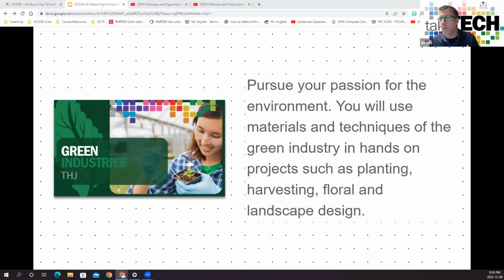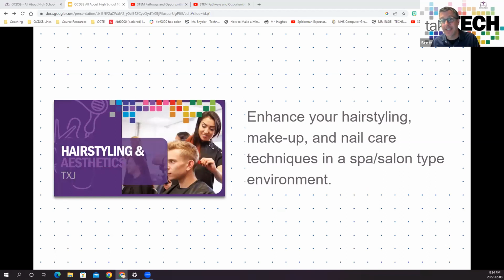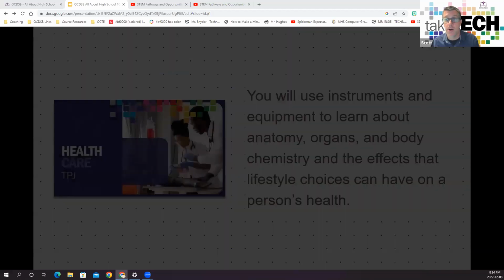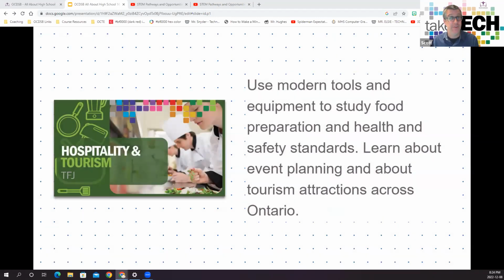Green industries. So now we're getting into harvesting, landscape design, even floral design, and some schools offer that broad-based technology. We have hairstyling and aesthetics, where we're talking about hair care, nails, and any of the aesthetics. We have a couple schools within our board that offer that course. Truly awesome subject area. We have our TPJ, which is our healthcare area. We have TFJ, which is our hospitality and tourism. So now we're getting into travel planning and culinary skills.